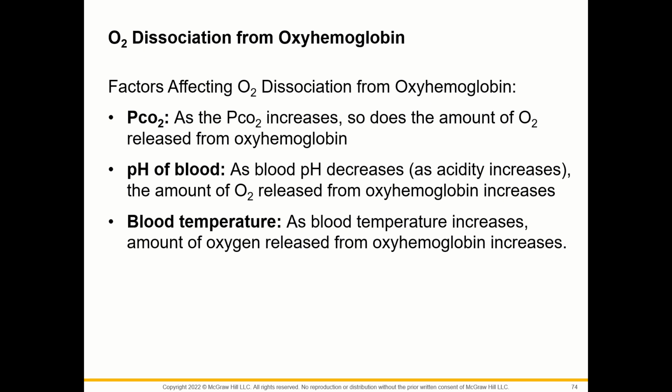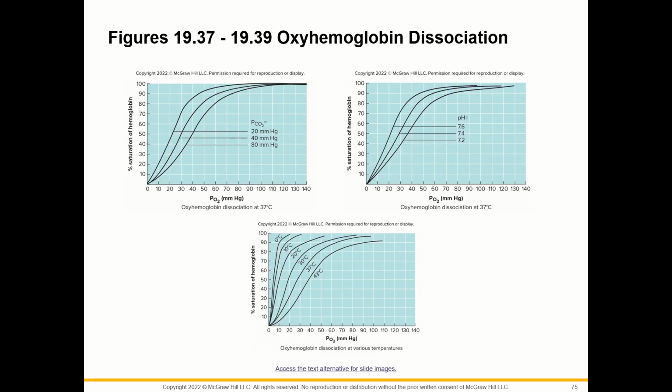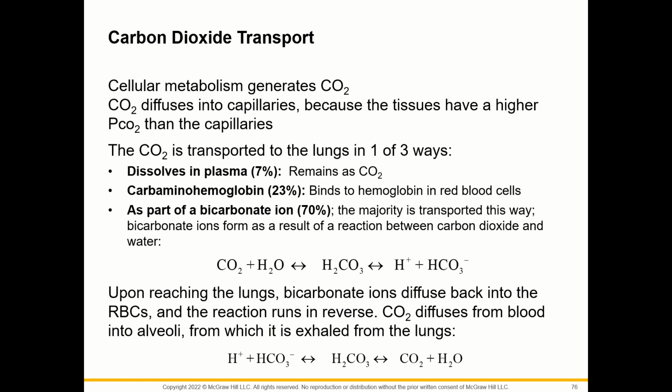So warm blood will increase oxyhemoglobin release of oxygen. Acidic blood will cause the release of oxygen, and carbon dioxide, which leads to acidic blood, causes the release of oxygen. So this is showing all of those factors that are going to cause the release of oxyhemoglobin.